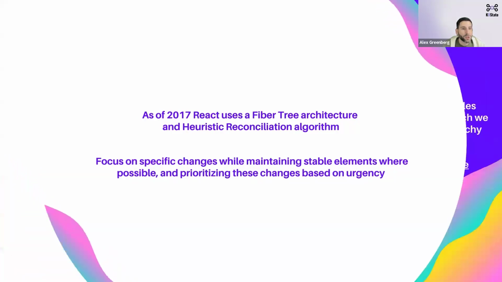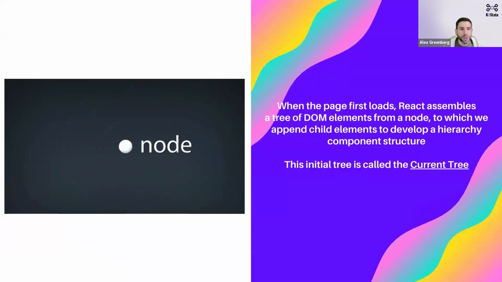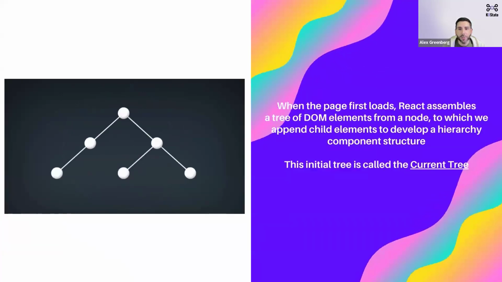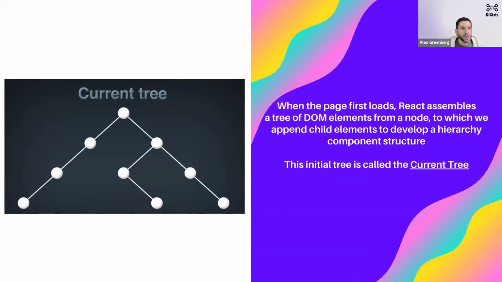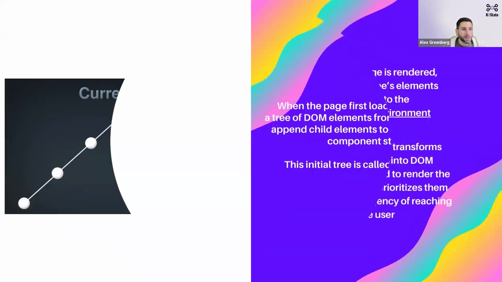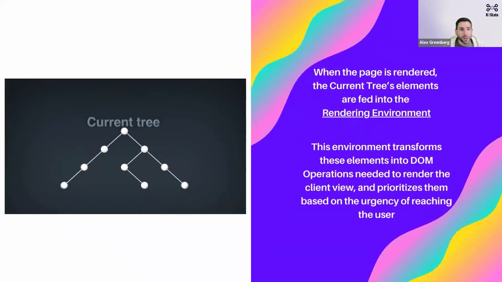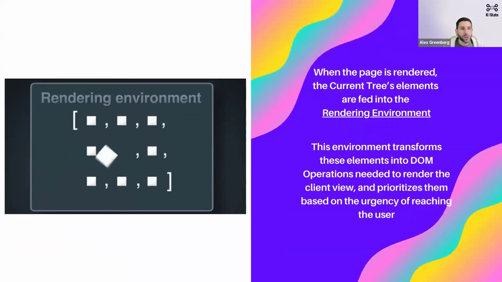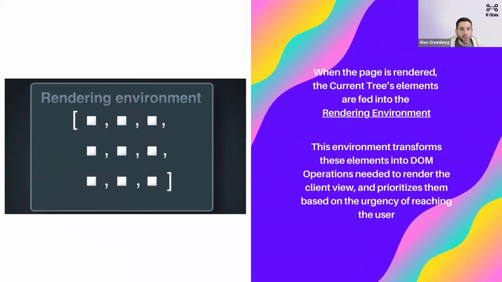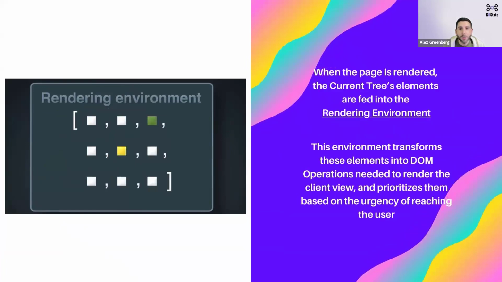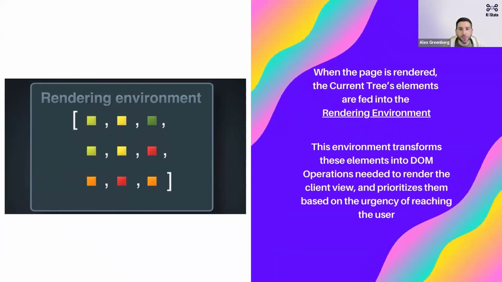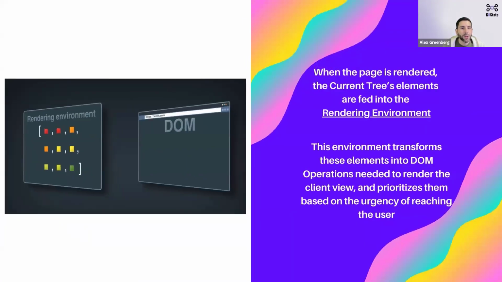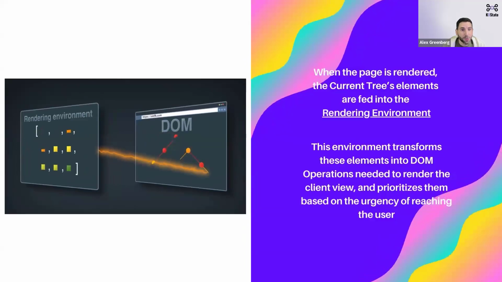When the page first loads, React assembles a tree of DOM elements to a node, which we then append elements to in order to develop a hierarchy component structure. This initial tree is called the current tree. When the page is first rendered, the current tree's elements are fed into the rendering environment. This environment transforms these elements into DOM operations needed to render the client view, prioritizes them based on the urgency of reaching the client, and ultimately serves this data to the user's browser, who can then view and interact with the application.